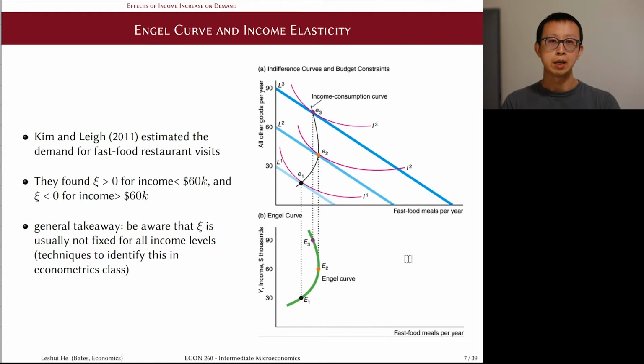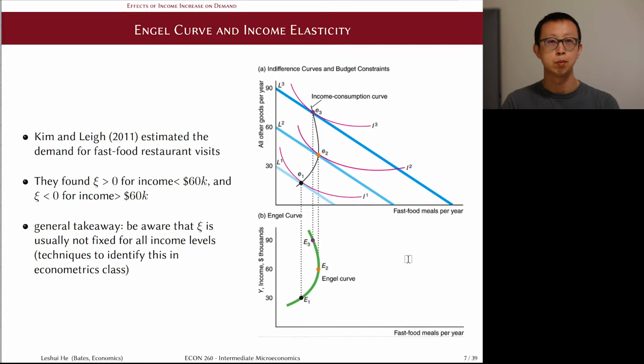If you're into food and drinks, you might like health economics and agricultural economics. Both fields in economics pay a lot of attention to these topics. For instance, Kim and Lee, 2011, estimated the demand for fast food restaurants. They found an income elasticity that is positive when the consumer's income is below $60,000, but the elasticity becomes negative when income is above that. This means that fast food is a normal good for lower income households, but an inferior good for higher income households. This makes intuitive sense.